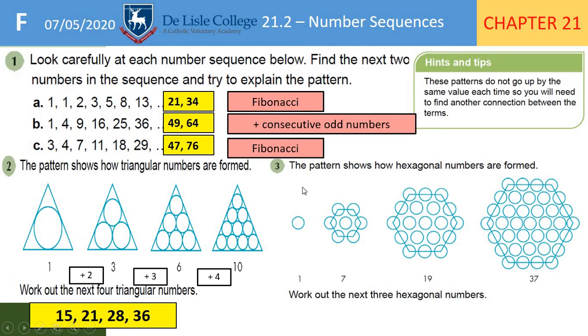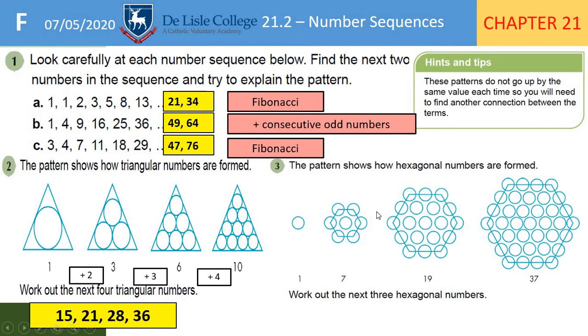So for question 3, the pattern shows how hexagonal numbers are formed. Hexagonal is important. What is the first number that comes to mind when you hear hexagonal? I'm hoping it's 6. That comes into play shortly. Now it says here, work out the next 3 hexagonal numbers.